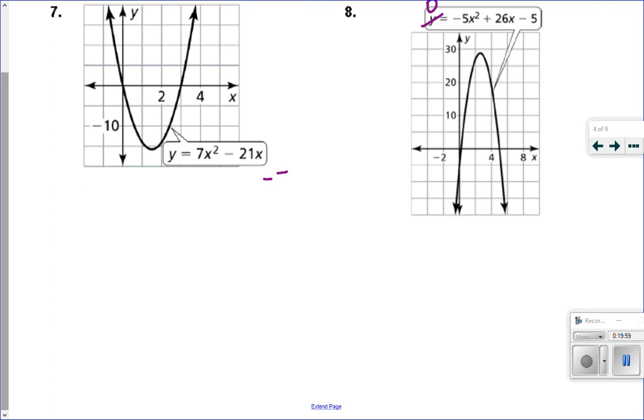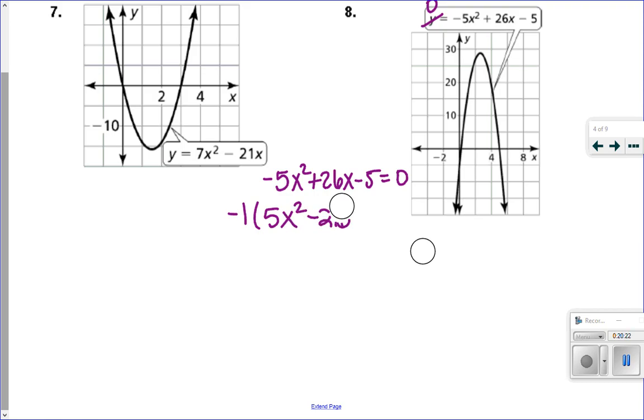It's taking that equation, negative 5x squared plus 26x minus 5, setting it equal to 0, and doing exactly what we've been doing. Okay, so I'm going to go actually even faster on this one because, you know, at this point, we can do this in our sleep, I hope. GCF of negative 1 leaves us with 5x squared, negative 26x and plus 5.